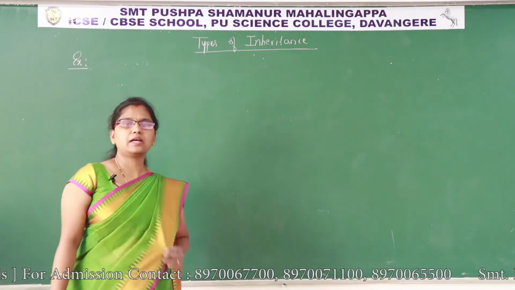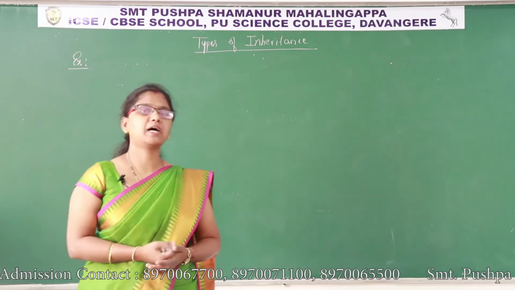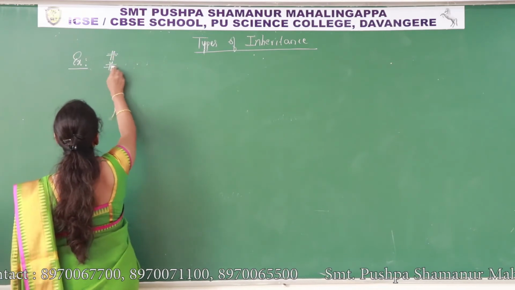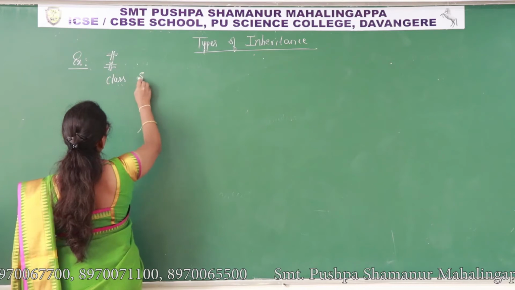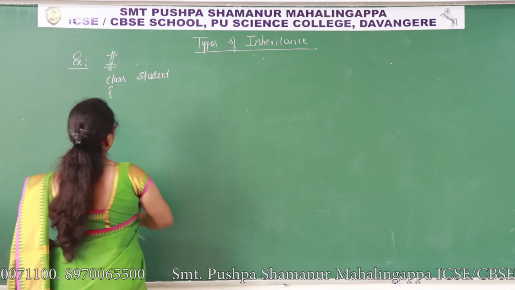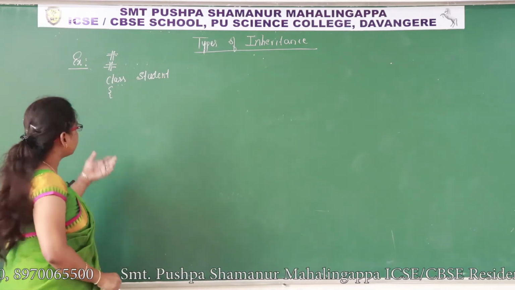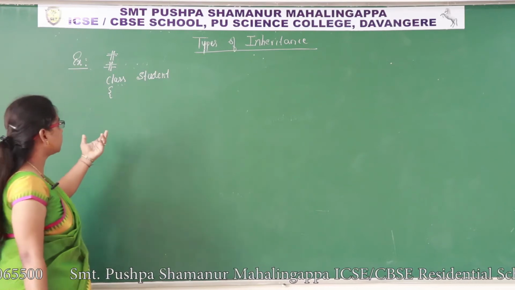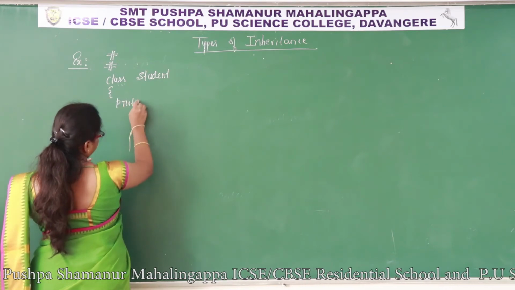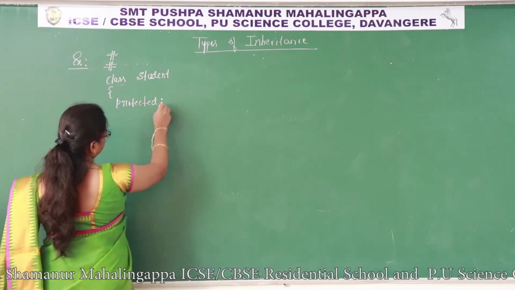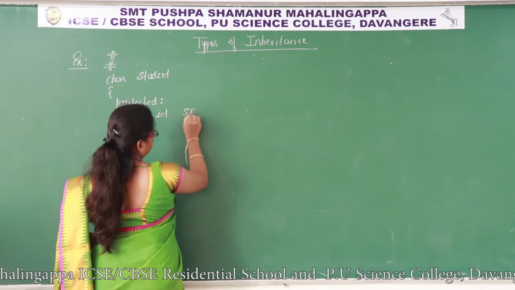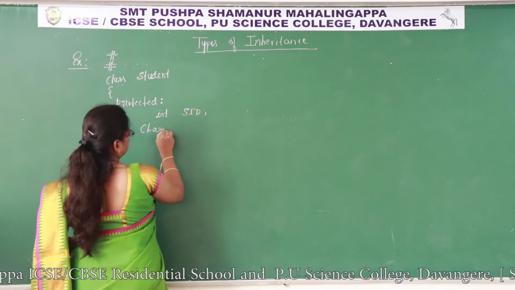See, I'll take a class student as a base class and marks as a subclass. Header files: #include iostream, #include conio, class student. Better you can take protected members or public members. Here I'll take protected data. Protected: int student ID, char student name.